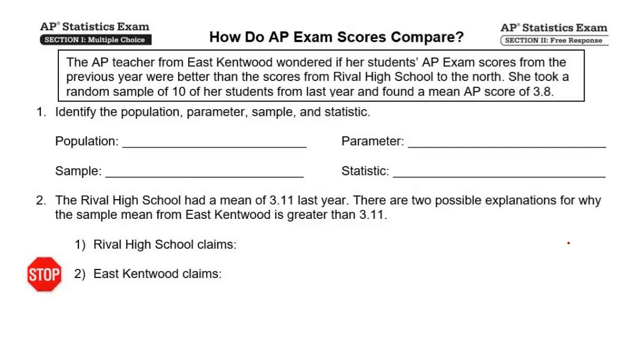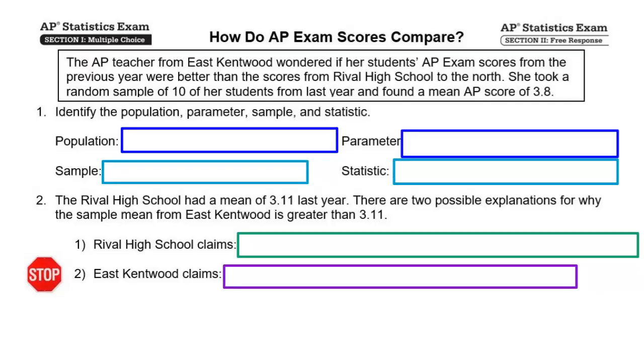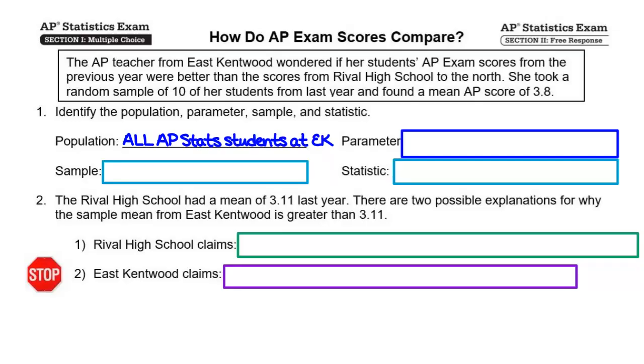Okay, let's start talking through this piece here. So, who would the population be in this particular scenario? All the AP students. All the AP students at East Kentwood, yes. Assuming that she teaches all of those AP students, because the way it's written, it does make it seem like she's only interested in her students. We're assuming that she has all of the AP Stats students at this school.